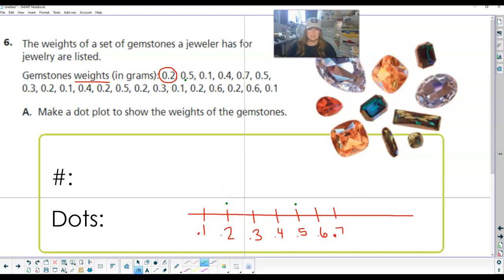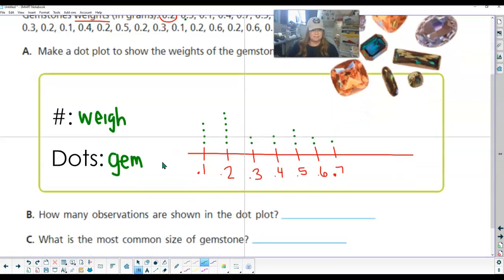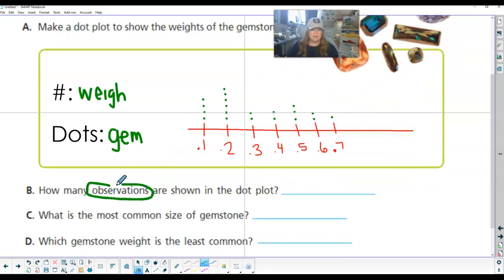Okay, so we have our dot plot made, so we need to know, what are these numbers? The numbers, right, are how much they weigh, and every dot was a gemstone, so a gem. So if it's asking about gems, we're counting the dots. If it's asking about weight and how much they weighed, we're using these numbers at the bottom here. So how many observations, right? That's just meaning how many students or how many people or things were they looking at. So we're talking about the gems here. So how many gems are there?